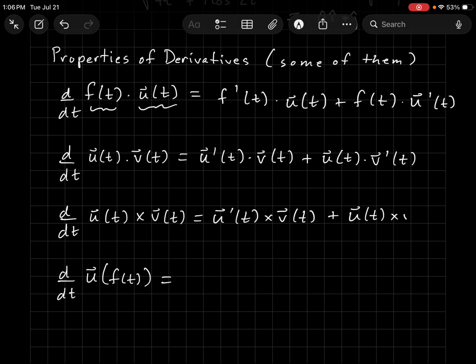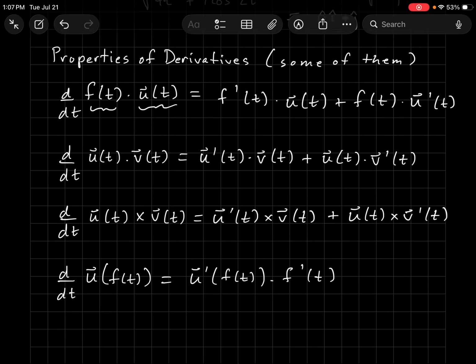How about the chain rule? It's similar. The derivative of u, where u is a vector valued function of f, a scalar valued function, would be the derivative of u, leaving the f part alone, times the derivative of that inside part, f prime of t.